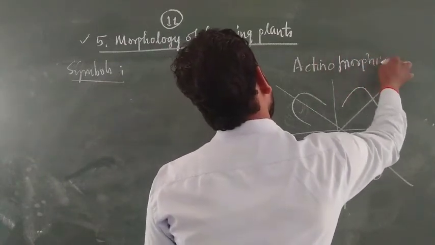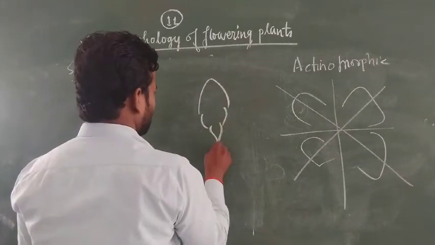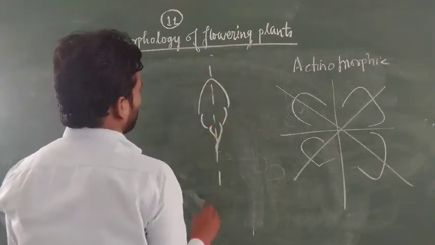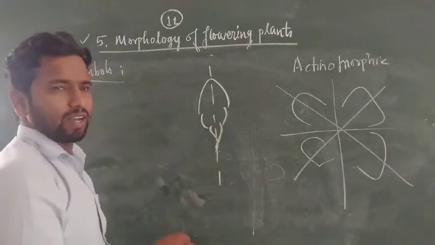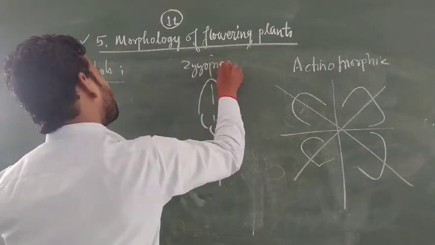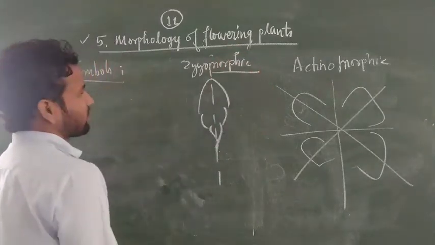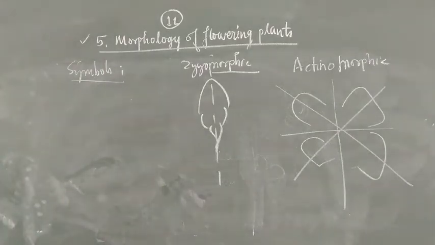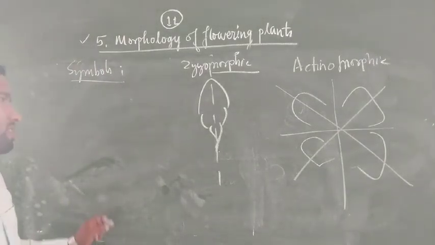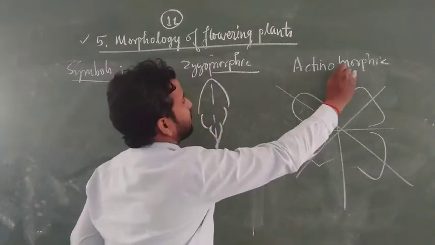Actinomorphic. And a flower with a particular aestivation shows only the zygomorphic condition, meaning the flower can be cut at only one position. I think this was already discussed at the time of flower discussion, but not discussed in detail at that time. So I am discussing it here. Students, I am discussing actinomorphic here.